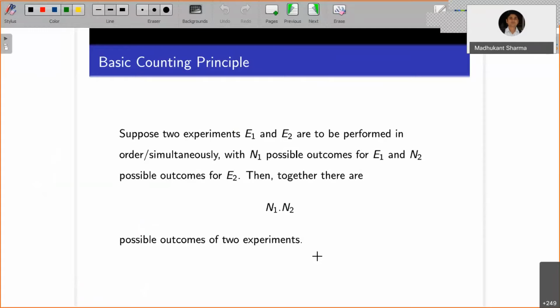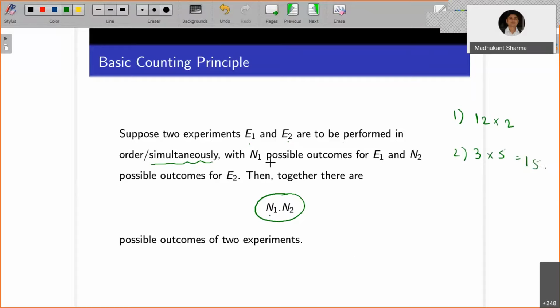What this rule says is: suppose 2 experiments E1 and E2 are to be performed in order or simultaneously, meaning immediately after one another. With N1 possible outcomes for E1 and N2 possible outcomes for E2, together there are N1 into N2 possible outcomes of the 2 experiments. You can go back and check the first example: E1 is the women and E2 is the children. There were 12 women and 2 children, so together 12 into 2, that is 24. Similarly, for the next case, 3 shirts with 5 ties.